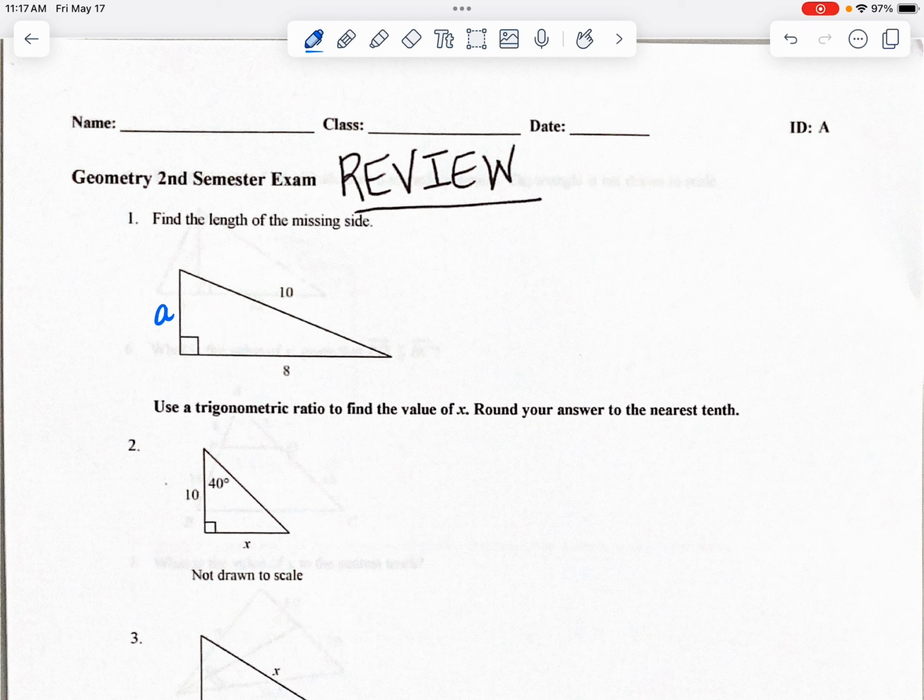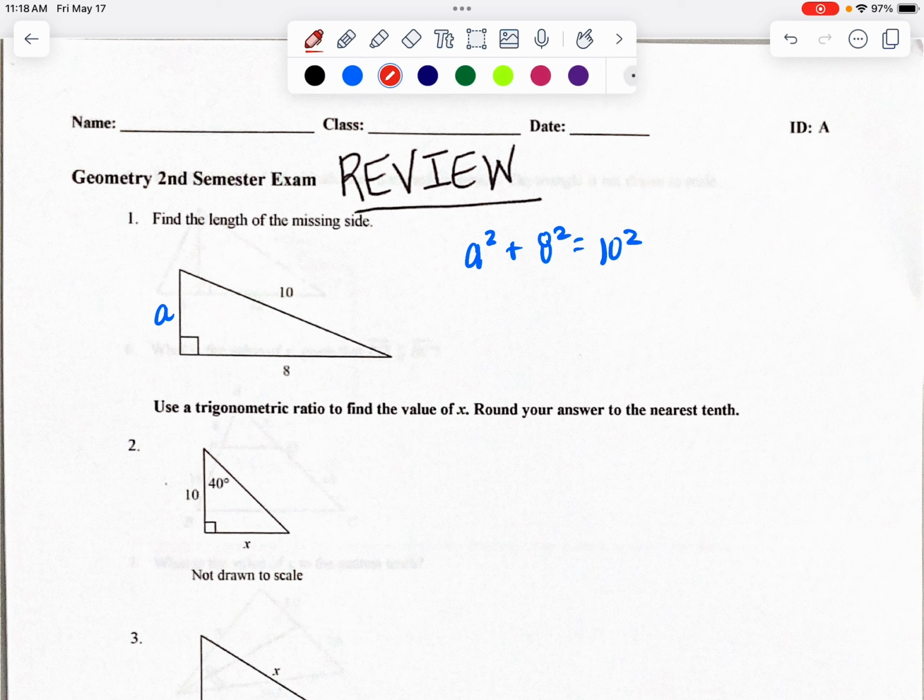I am looking for a leg. So it's my leg squared plus my other leg squared is equal to the hypotenuse squared. So I know since I'm looking for a leg, I am going to have to subtract. I'm solving for a, so I'll be subtracting 8 squared. If you do 10 squared minus 8 squared, that's 100 minus 64. So a squared would be equal to 36. And remember, in order to solve for a, you would have to take the square root of 36, which is 6. So the missing side is 6.